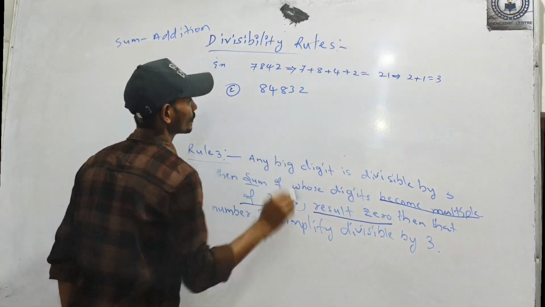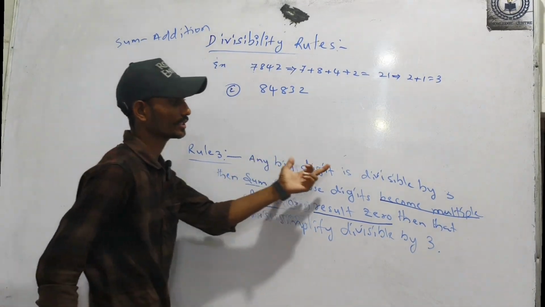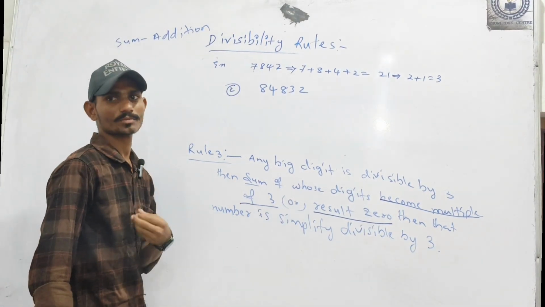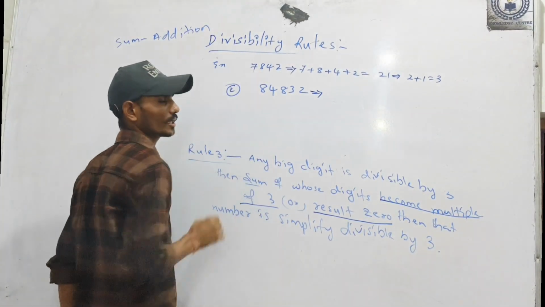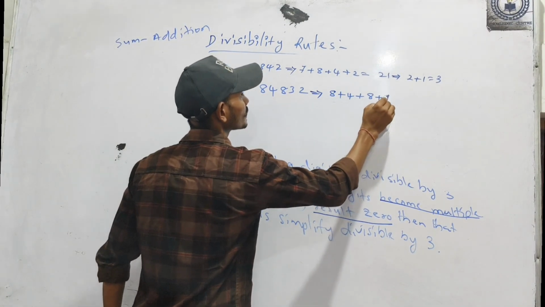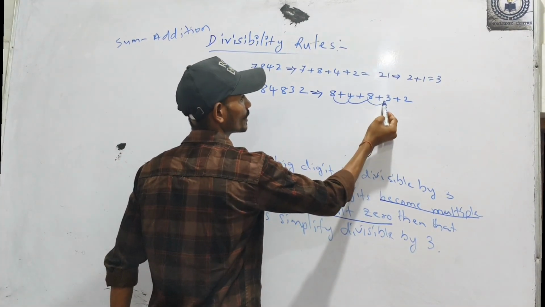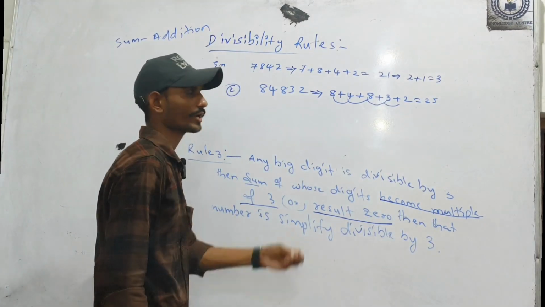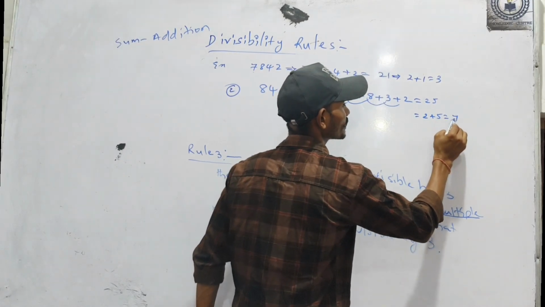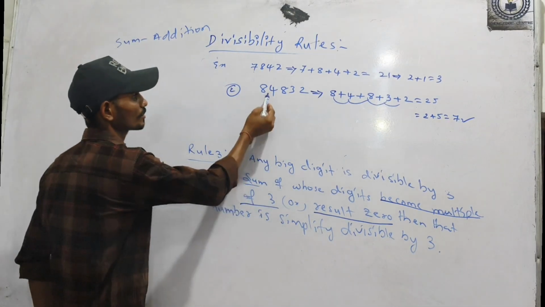Is this number 8,4,8,3,2 completely divisible by 3 or not? Follow the conditions: if the sum of its digits becomes a multiple of 3 or 0, it is divisible by 3. So let's sum the digits: 8 plus 4 plus 8 plus 3 plus 2. That is 12, 20, 23, 25. 25 is not a multiple of 3, so we sum again: 2 plus 5 gives 7. 7 is not a multiple of 3. That's why this number is not divisible by 3.